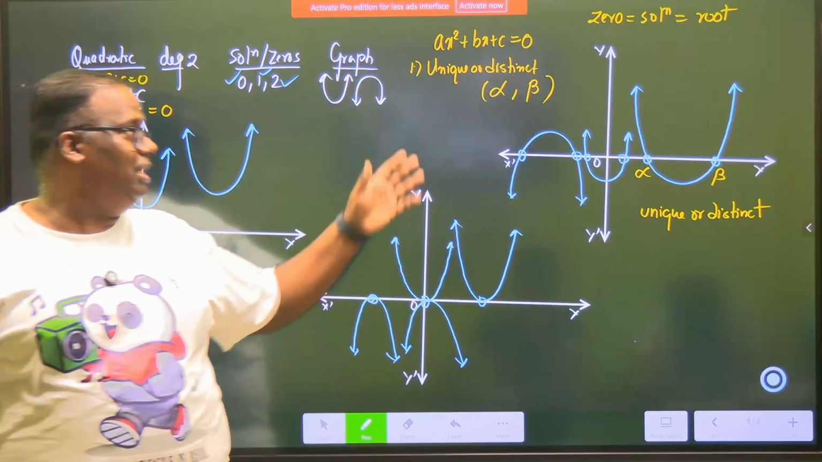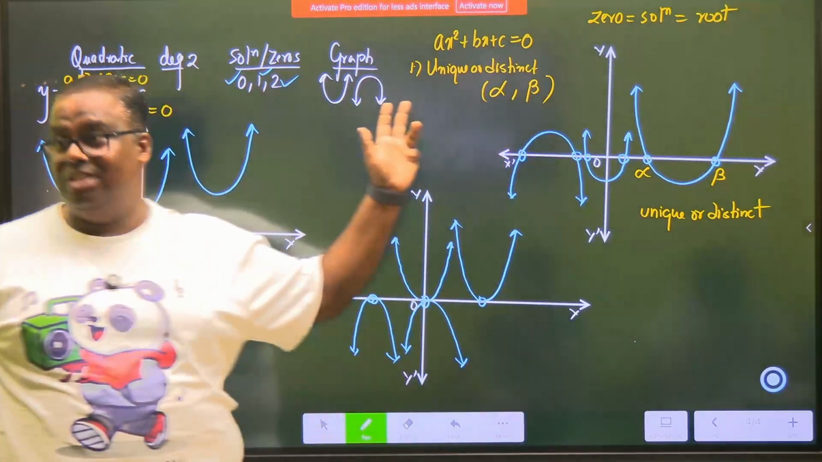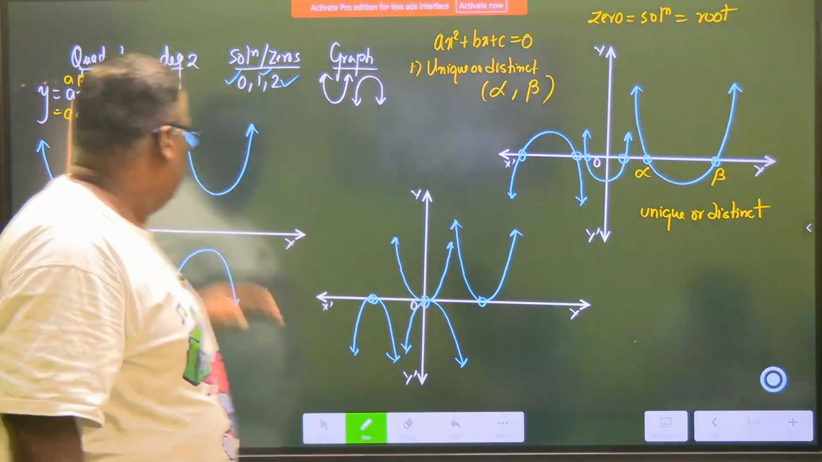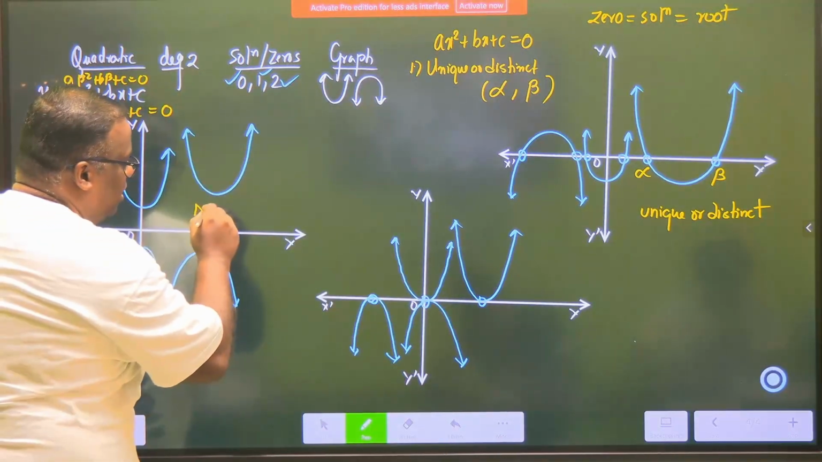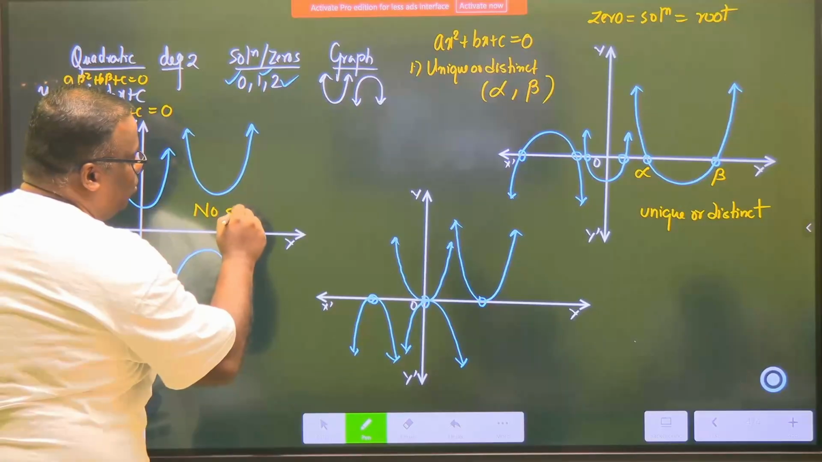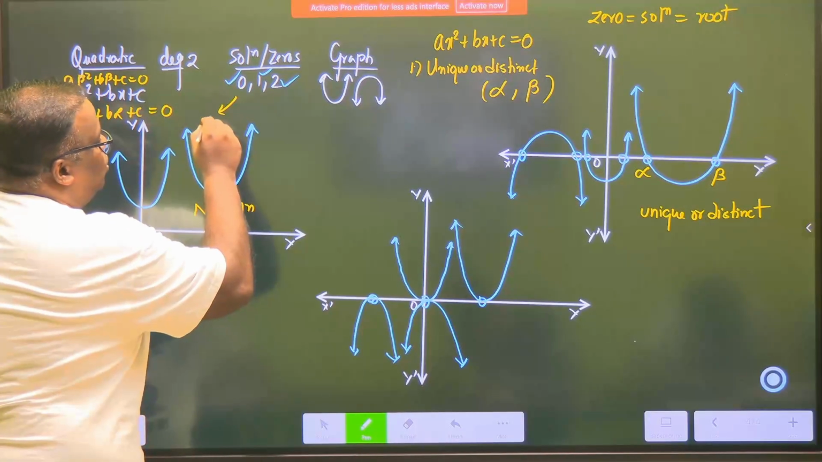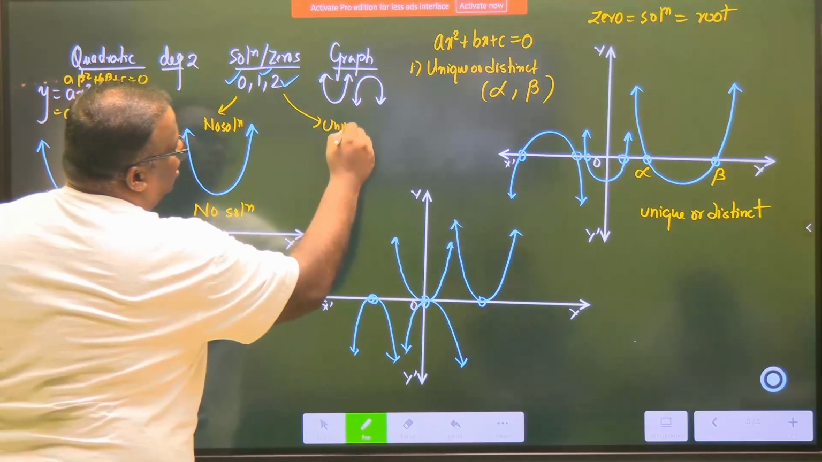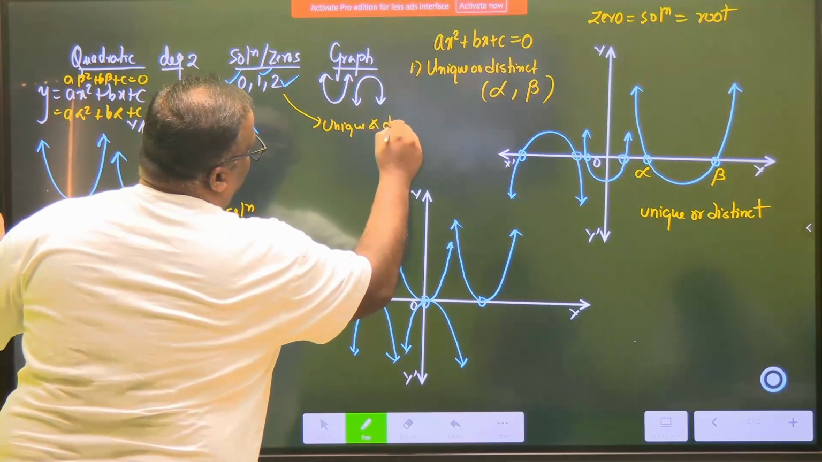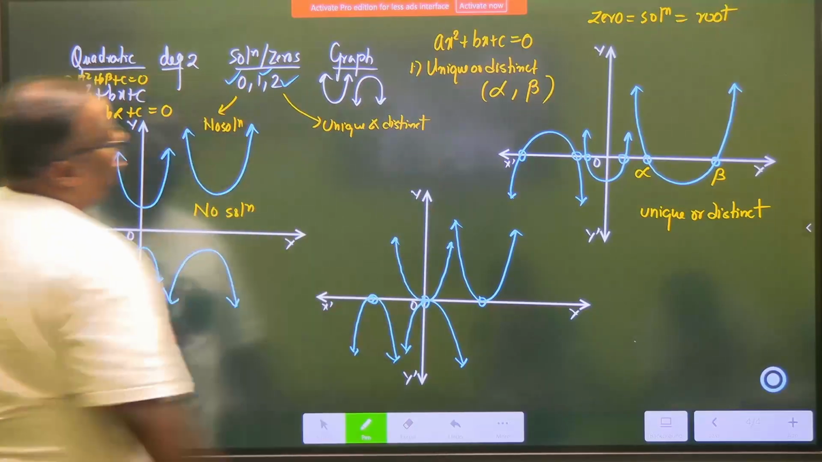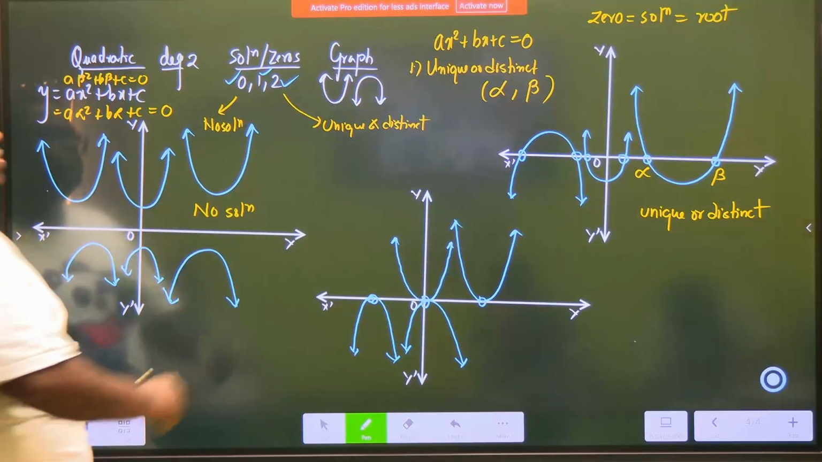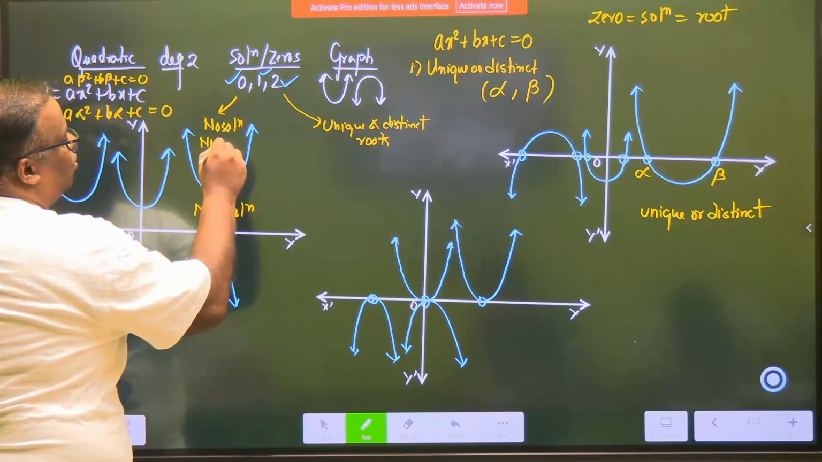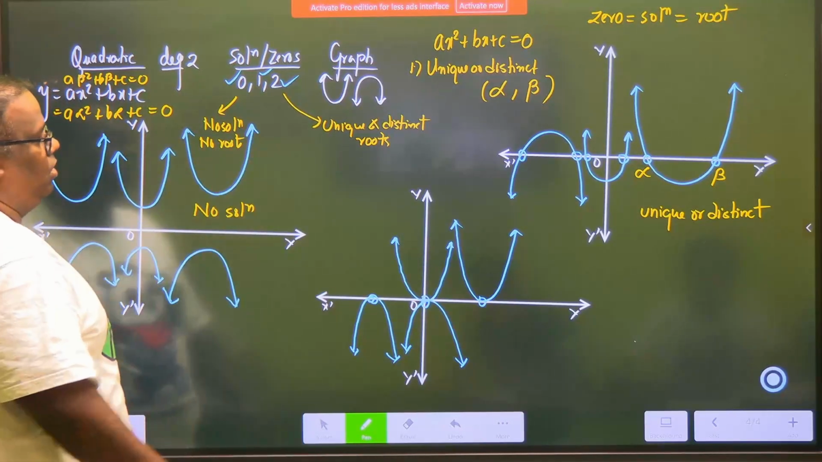In analytical, the condition is different. There's a condition in analytical. We'll do that when we do quadratic equation. Understand this much only. If there is no solution, we say quadratic equations can have no solution. So this means no solution. This means unique and distinct. Understood? No solution, unique and distinct roots. We call it no roots. Clear?